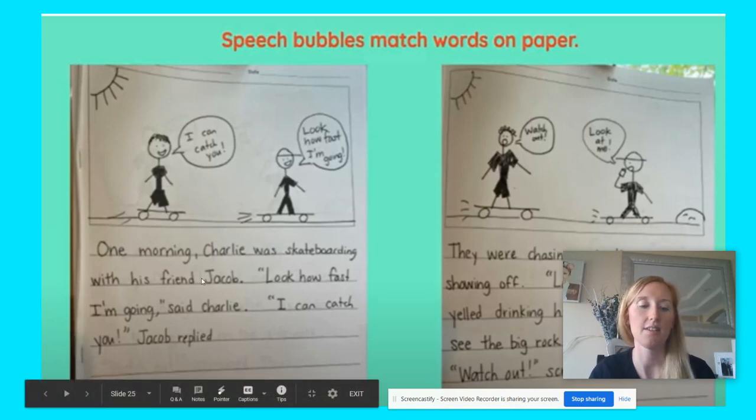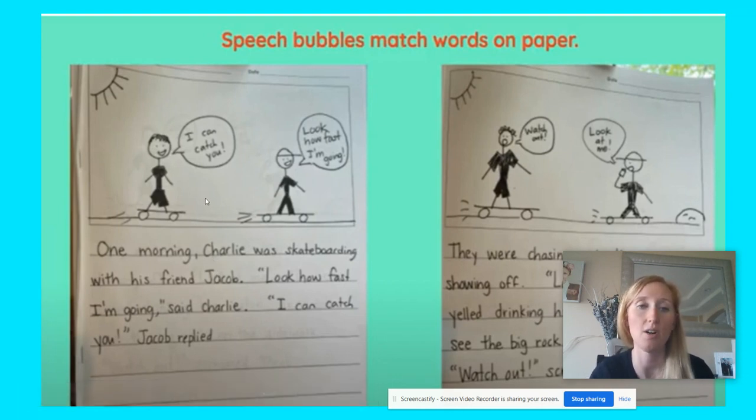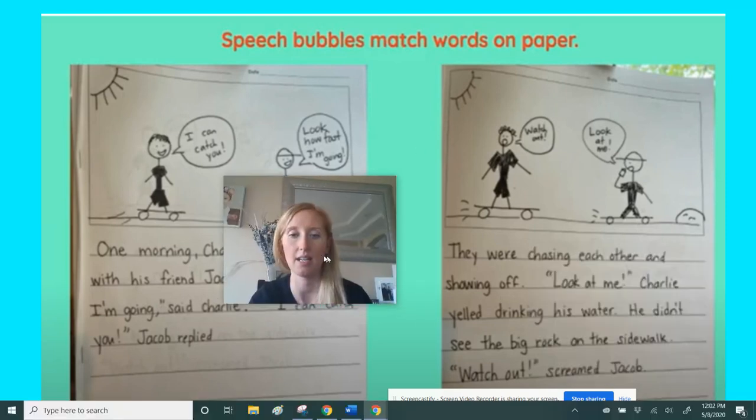So this is a little conversation between 2 boys, right? Charlie and Jacob. Now look up at her picture. She did such an awesome job of this. She wrote, I can catch you. And then the other boy says, look how fast I'm going. So he actually says this first, right? He's the leader one. Do you know which one this is? This is Charlie, right? Charlie was skateboarding. And then this is what Jacob replied, I can catch you. So this is an example of something that you're going to go back and add to your book today, either your book 1 or your book 2 that you already wrote last week. All right, let's look at the next page.